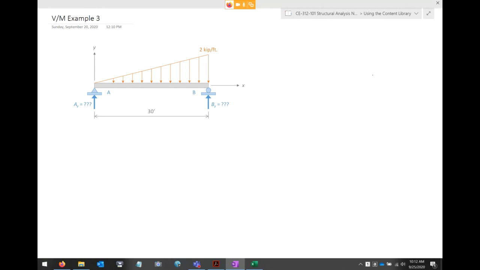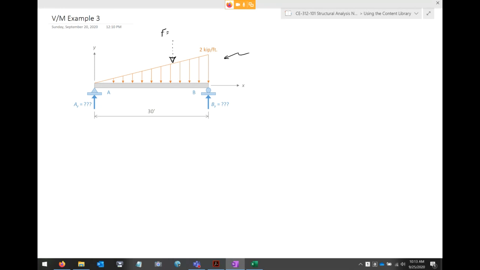Now, I've got this triangular load here. Let's see if I can simplify that a bit. First off, if I take that triangular load, I can idealize that into a single point load. Can somebody tell me how much that point load is? Like, what is this force right here? Now, we're not doing the cutting a section yet. This is just looking at the beam as is.